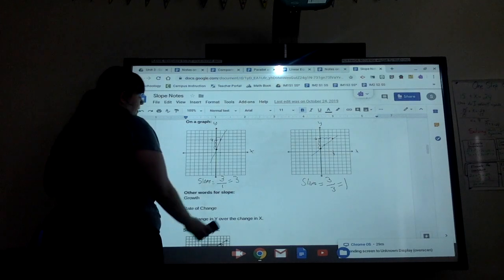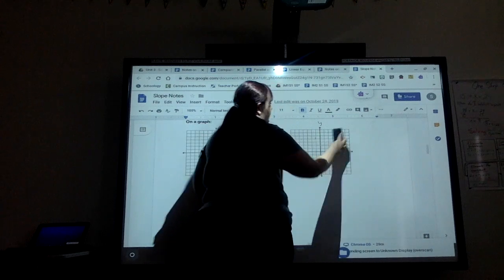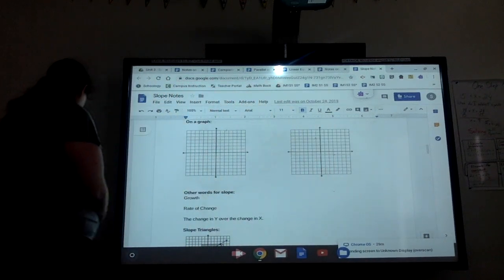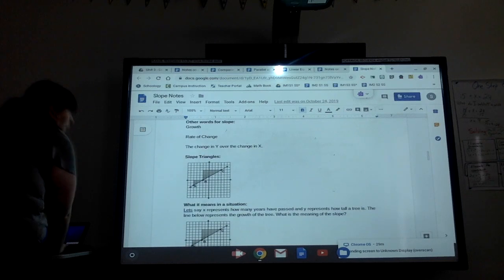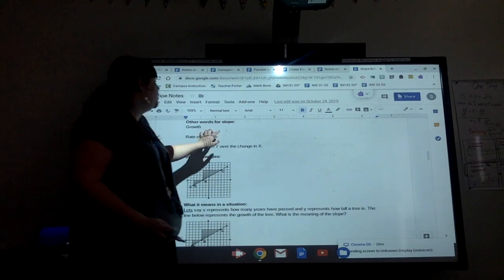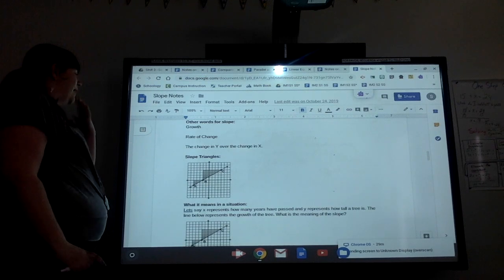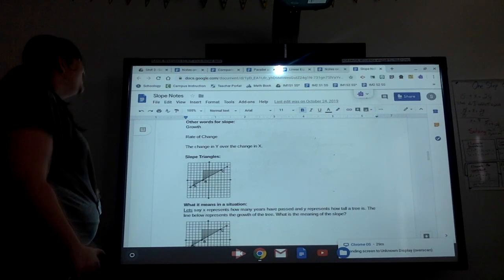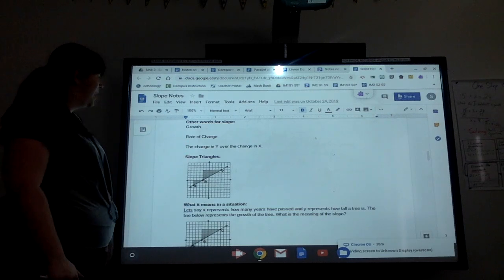So in math, there's tons of other words for slope. Slope is the main one, but they like to use other things. For example, they'll call it growth because it's how much you're growing by. They'll also call it your rate of change because rate means how fast and change is how much you're changing by. So the rate of change, or average rate of change, they also say.